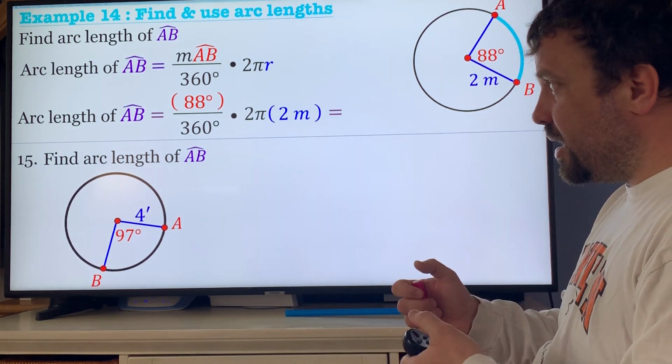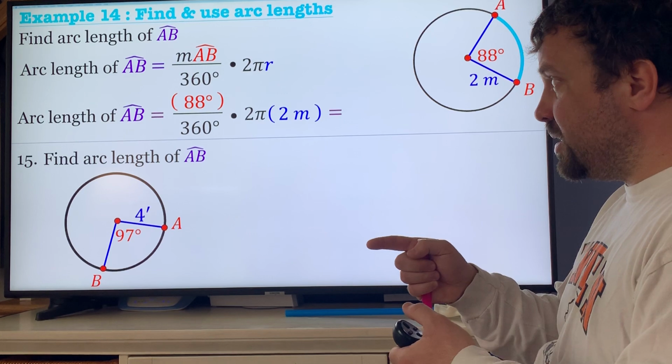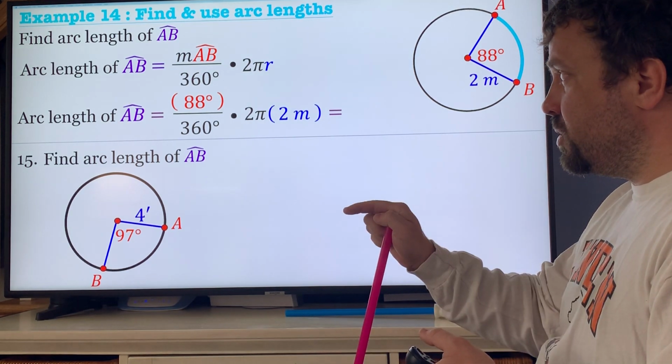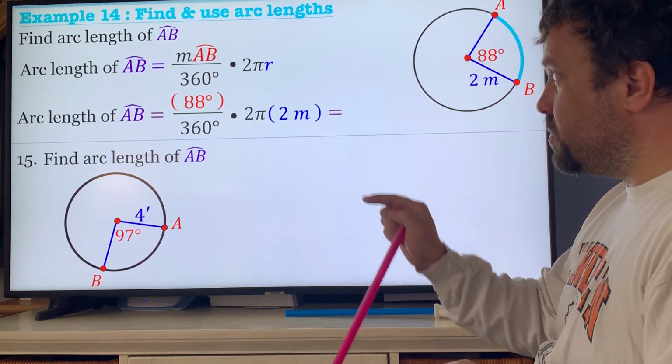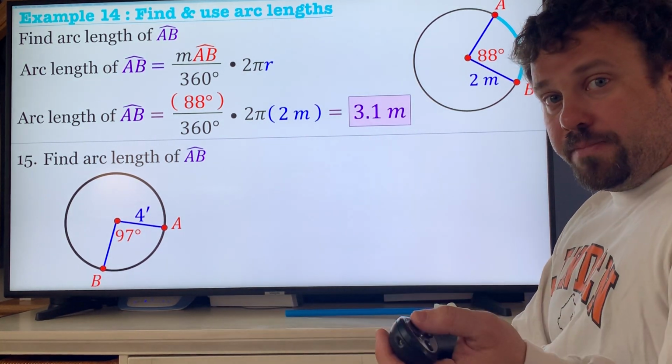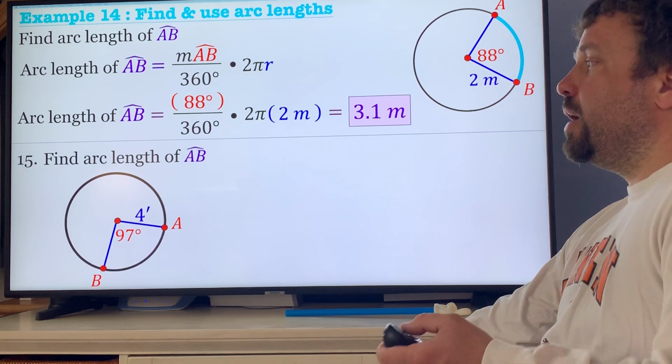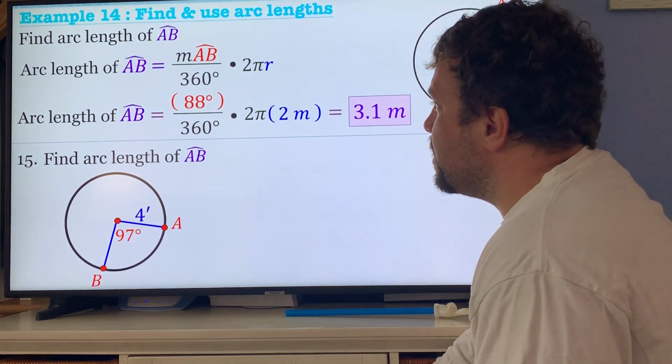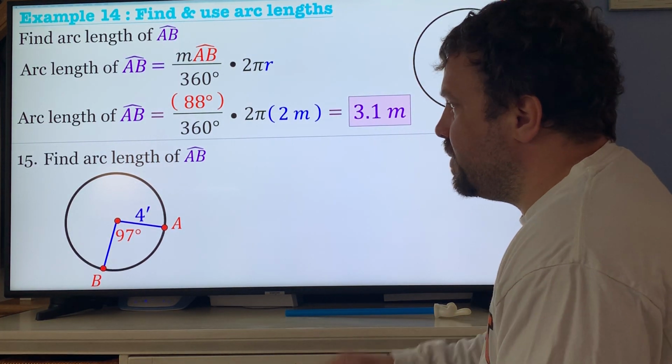And now what you do is you type everything in your calculator. 88 divided by 360 times 2 pi times 2. And it spits out your answer, which is 3.1 meters. That's it. Got it? All right, let's look at 15. Find the arc length of AB. I want you guys to try this on your own.